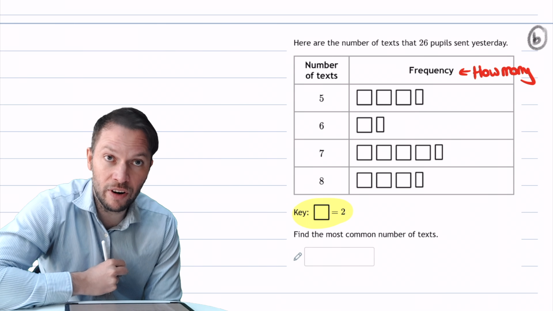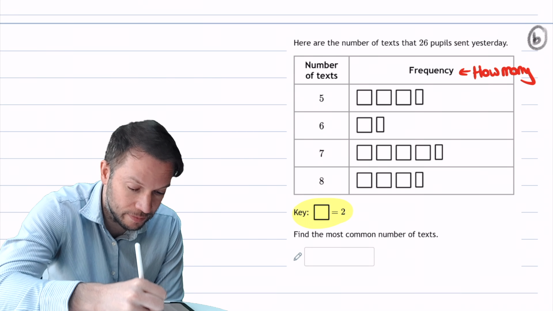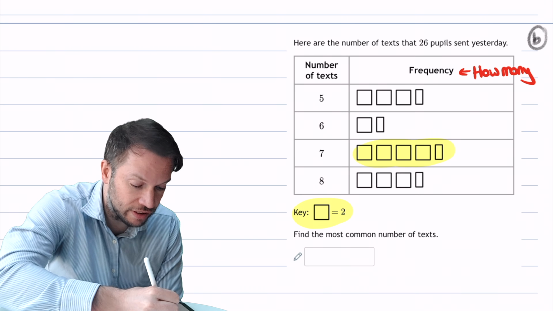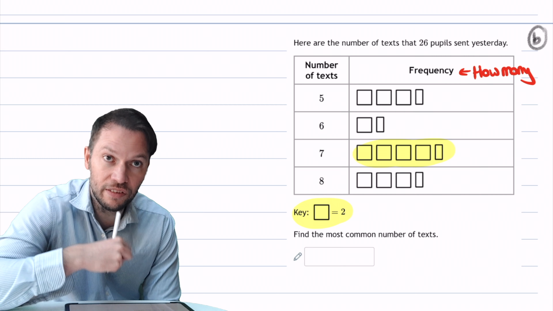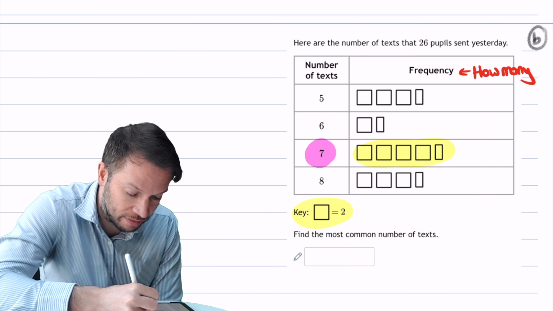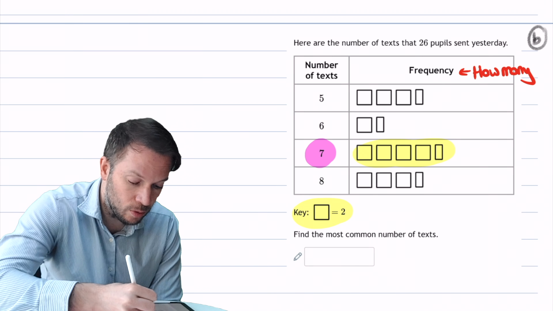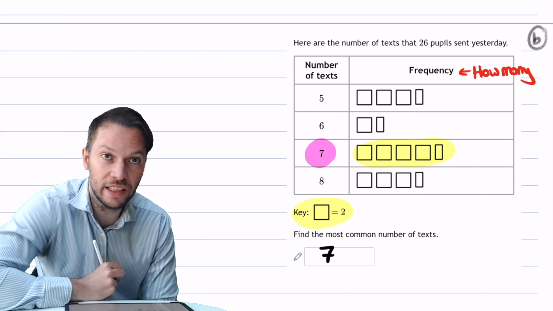Now, if we look at this diagram, we can see that this row here has the most squares. And because these squares represent the frequency, this row here has the highest frequency. It's the most common value. Now, what's the number of texts corresponding to these people? Well, it's 7 texts. So that's the answer. The most common number of texts is 7.